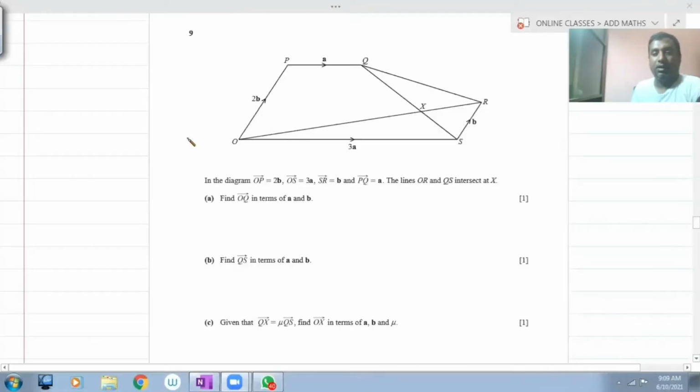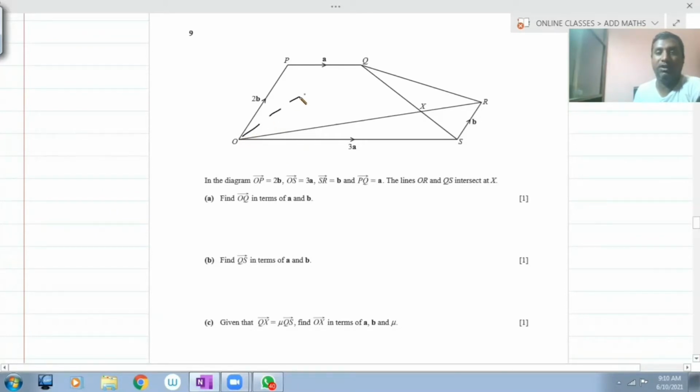So let us see now question number 9. There's the diagram given. In this diagram, OP is 2b, OS is 3a, SR is b, PQ is a, and the line OR and PQ has intersected at X, here X. Find first of all OQ, that is, we are finding out OQ.